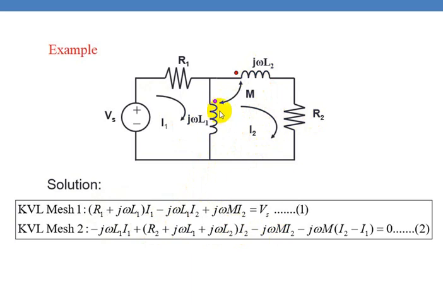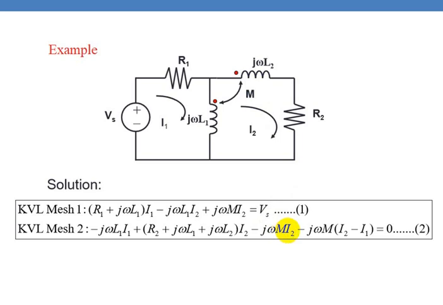Then coming to the mutual inductance, there are two inductances present, so you have to write the equations. First, we will write for this one. What is the current flowing in this? It is I2. Therefore, the mutual inductance voltage for this coil is j omega M into this current. This coil is coupled with this. So minus sign or plus sign, you have to decide.